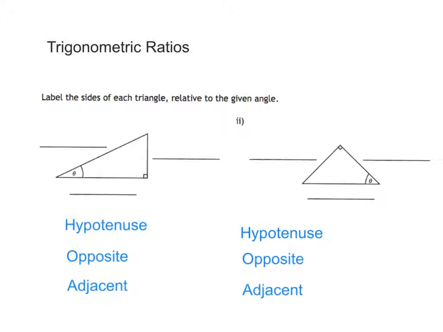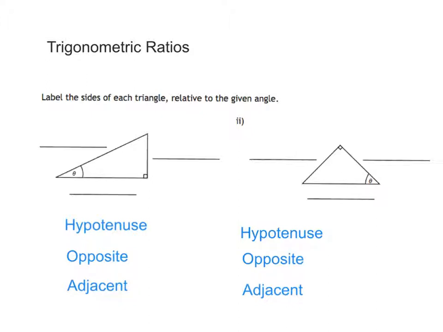This first lesson is just introducing the trigonometric ratios. Like I said before, we're going to use those ratios to find side lengths and angles in triangles, but we first have to figure out how to label a triangle. This says, label the sides of each triangle relative to the given angle. The three sides of the triangle are hypotenuse, opposite, and adjacent.